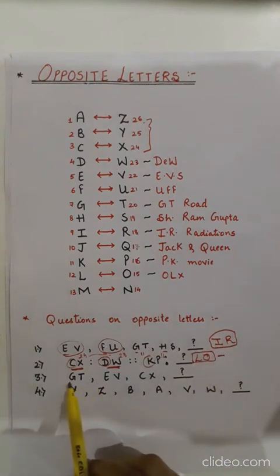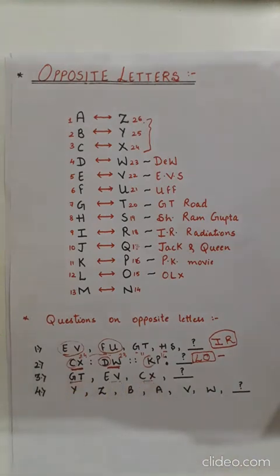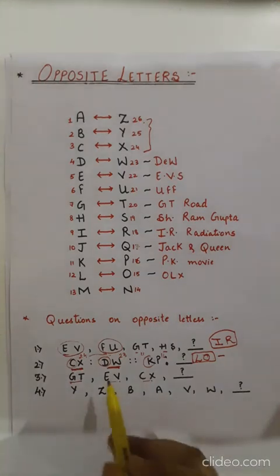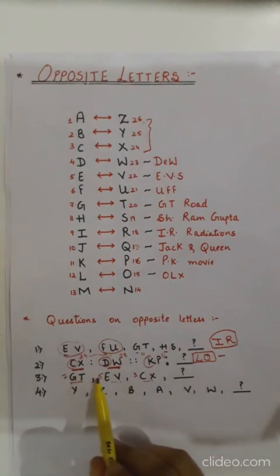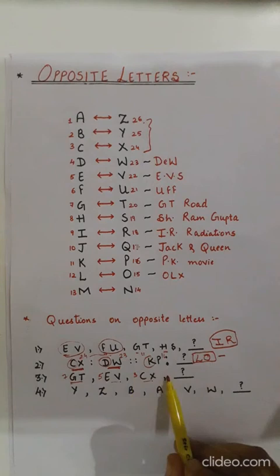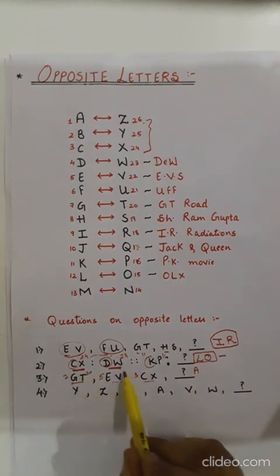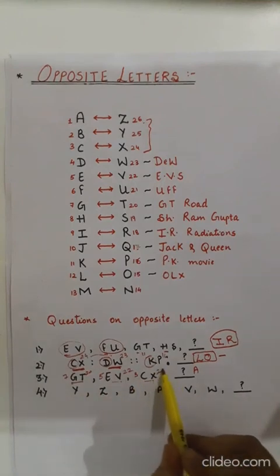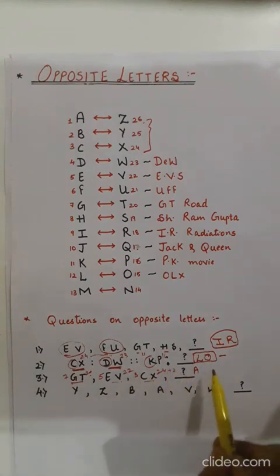Next is your GT, again opposite, EV opposite, CX opposite, but there is again a connection between them. If we see the first letters, G is 7, E is 5, C is 3. There is a difference of 2. 7 minus 5 is 2, 5 minus 3 is 2, and 3 minus 2 is 1, means A. Next is T. T is 20, V is 22, X is 24, means addition of 2. 20, 22 plus 2, 22 to 24 plus 2, and 24 plus 2 is 26. Means the answer is A, Z.